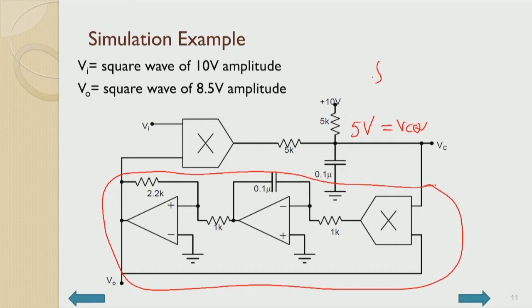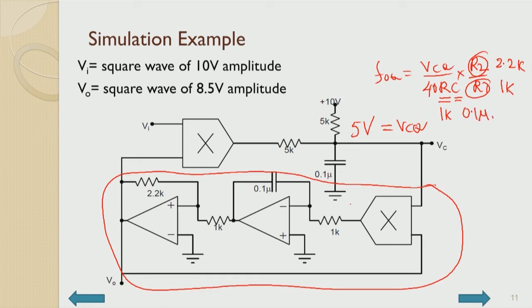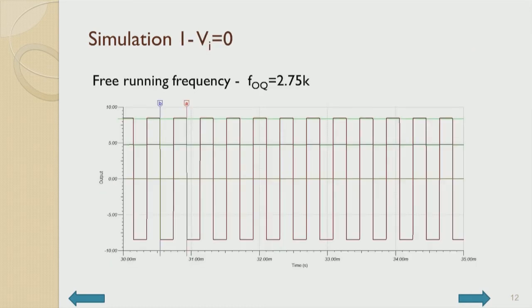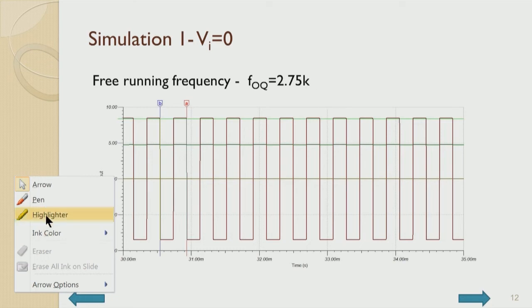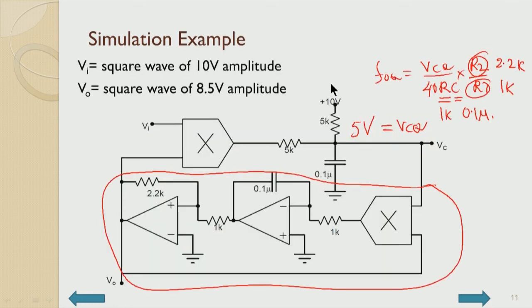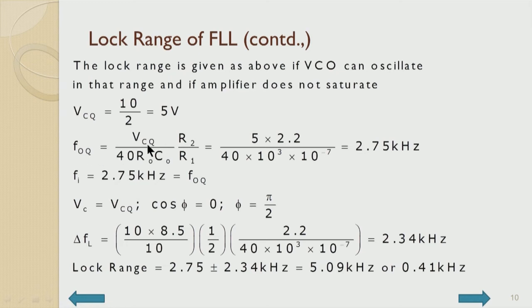The frequency of oscillation, this F0Q, is going to be VCQ by 40 RC into R2 by R1. This is 2.2K, this is 1K, this R is 1K, this C is 0.1 microfarad. With all this, this whole thing has been designed. So this will give you an F0Q of 2.75 kilohertz at VCQ of 5 volts. So this is the example that we have tried. You can see here F0Q is equal to VCQ by 40 RC into R2 by R1. So this becomes F0Q as 2.75 kilohertz for the example that we have chosen.